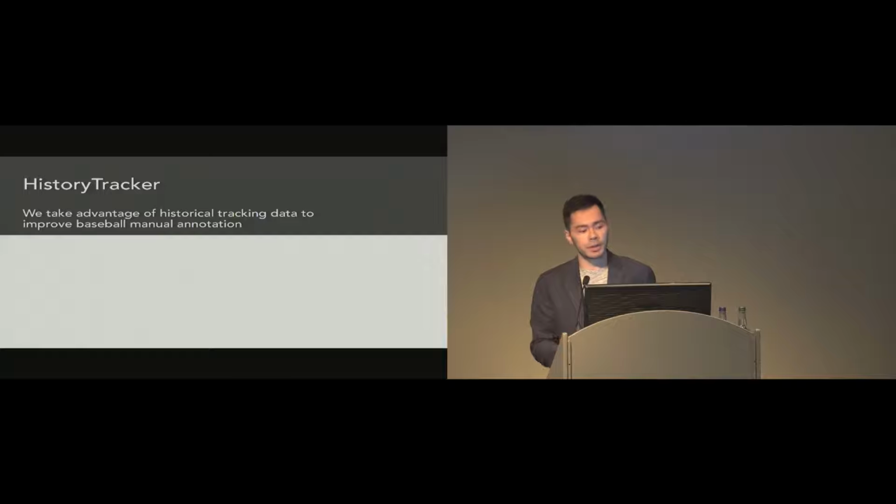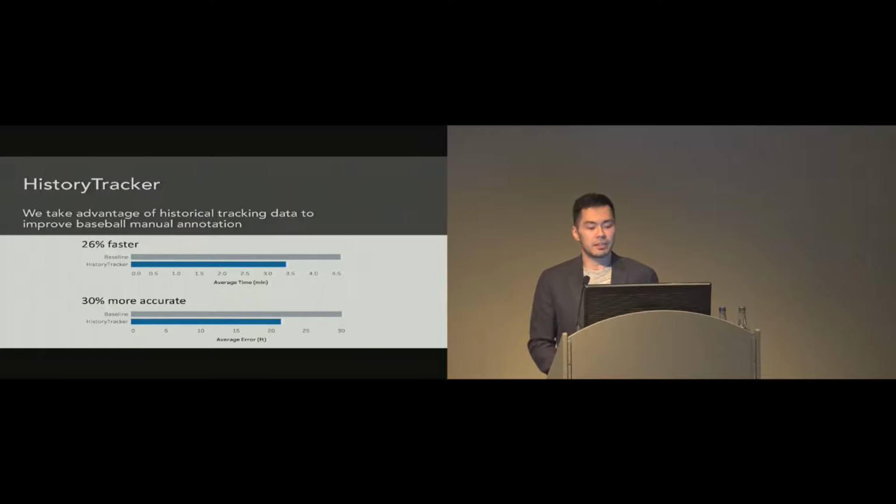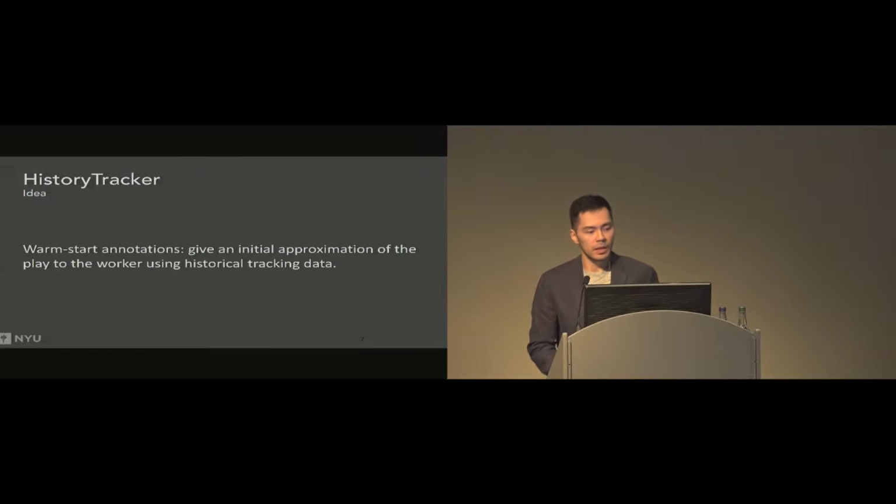We propose HistoryTracker, which is a system that takes advantage of historical tracking data to improve baseball manual annotation. And how much better are we talking about? Our system is 26% faster and 30% more accurate than the baseline manual annotation. What's the idea? We warm start the annotator, so we give an initial approximation of the play to the worker using historical tracking data. Traditionally, this is a very simple idea.